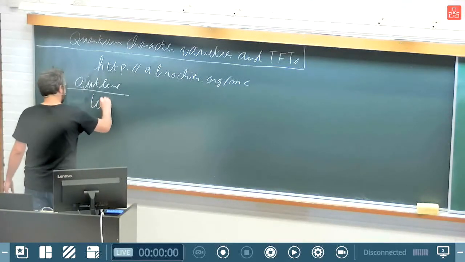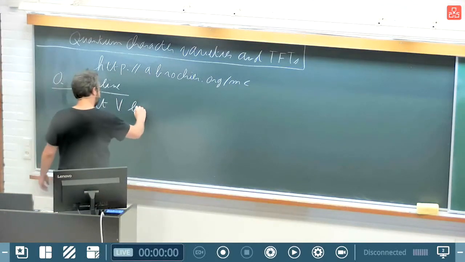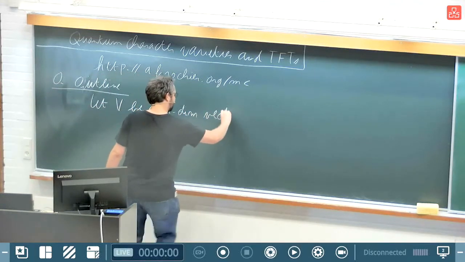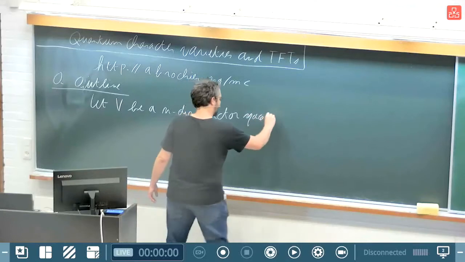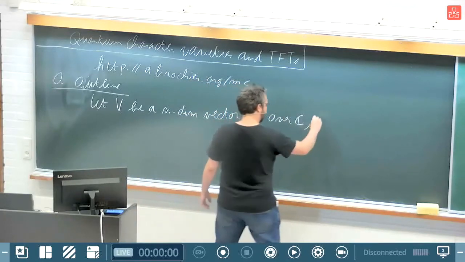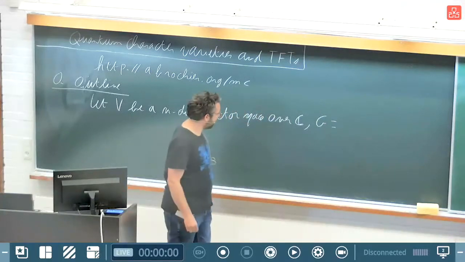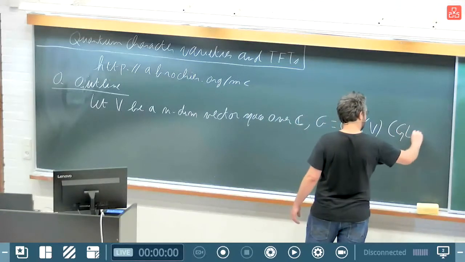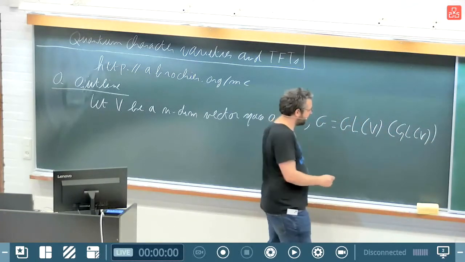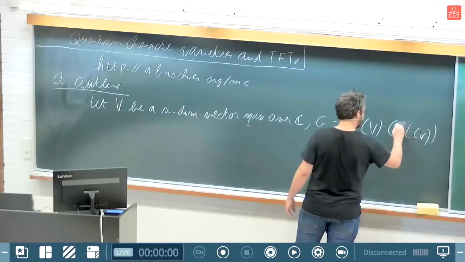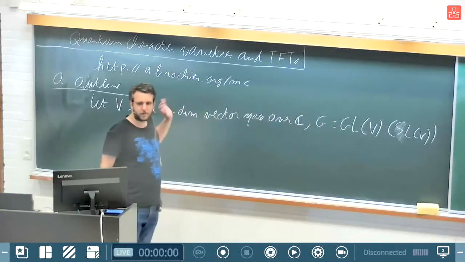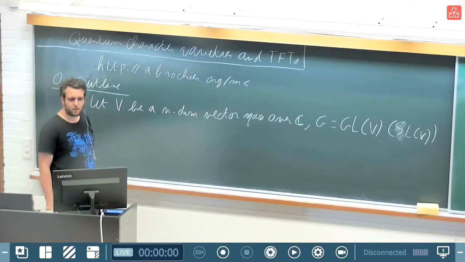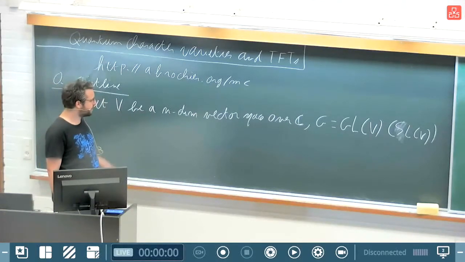So let me fix V to be an n-dimensional vector space over C. And for pretty much all this talk, I will fix G to be GL of V. Sometimes I will actually switch to SL of V. They are both convenient for different reasons, depending on what I'm talking about. Everything I'm going to talk about also works for more general, say, reductive affine algebraic groups, but for the sake of concreteness, I want to work with GL of V.